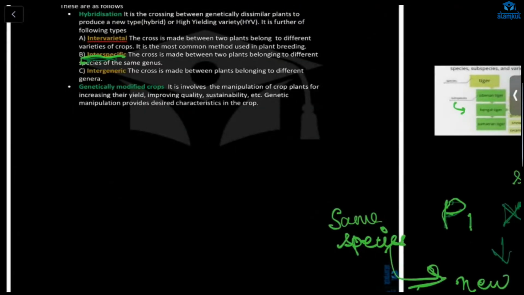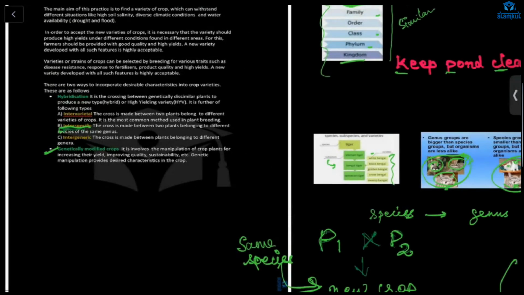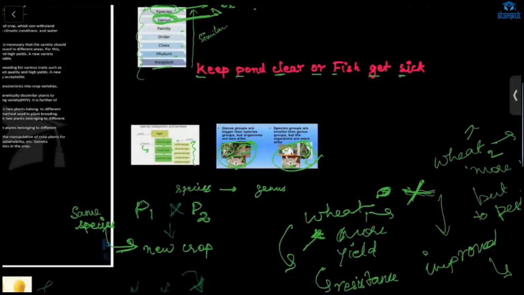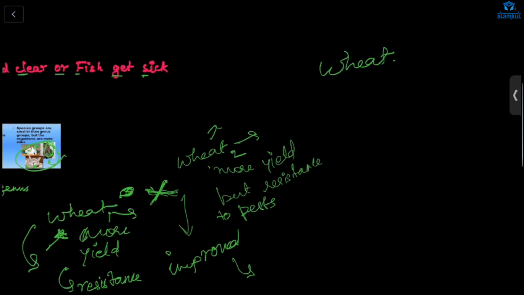Now, next, there are two ways of improving the varieties. First was hybridization. Second is genetically modified crops. In genetically modified crops, the crops are manipulated by genetic engineering. What we do is we take a crop like wheat and take out the gene, whichever gene is not required or whichever gene is functional.